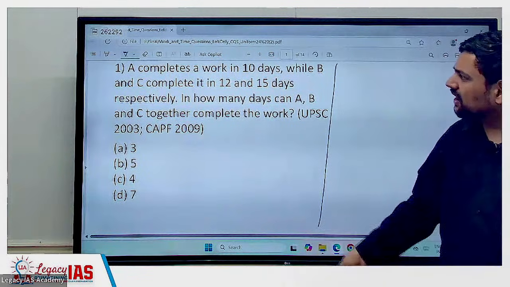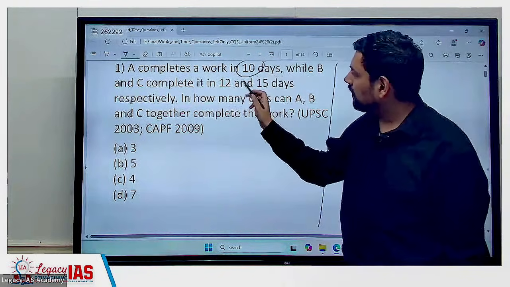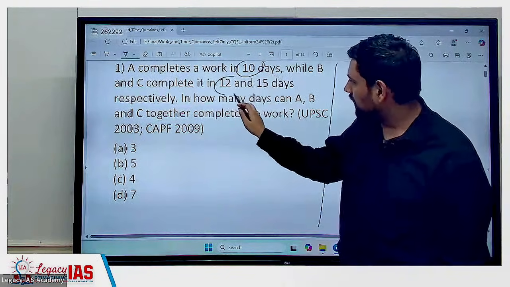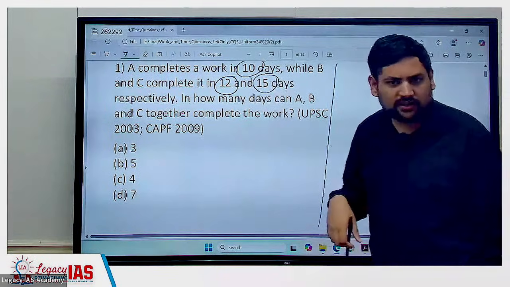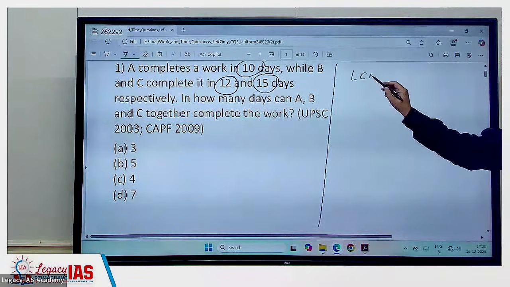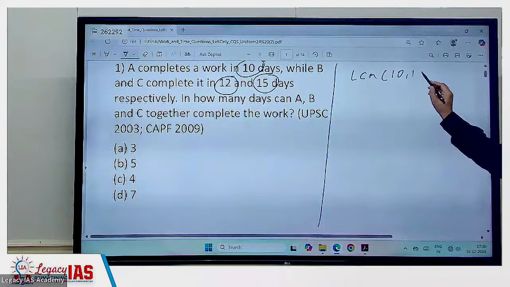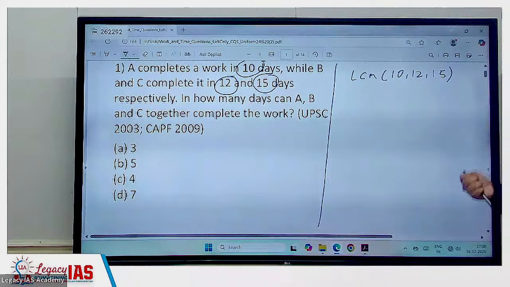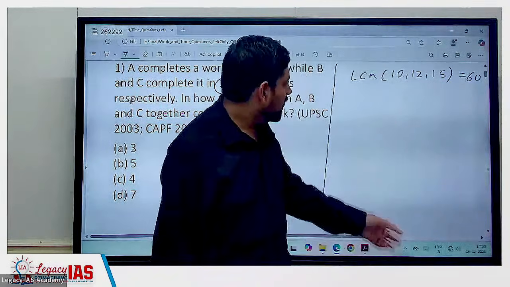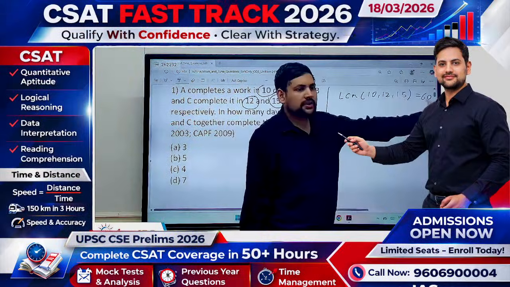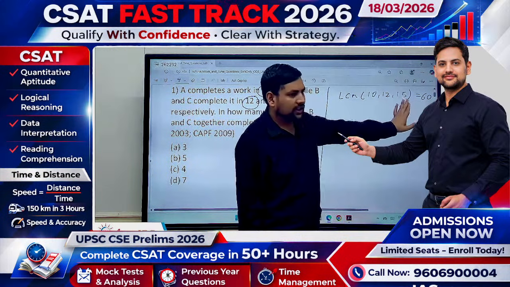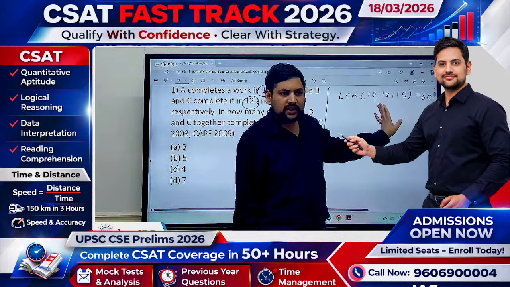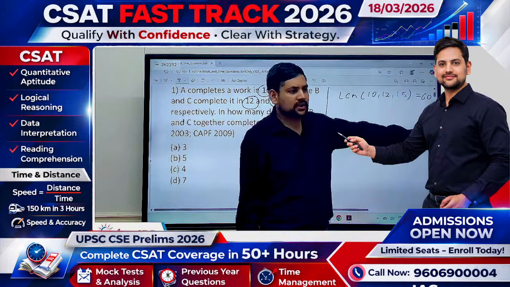Okay, so it says A completes a work in 10 days, B does it in 12 days, C does it in 15 days. First thing is taking LCM. LCM of 10, 12, and 15. What it will be? 60. Okay, if you don't know how to calculate LCM, do what? Take the largest number, start looking for its multiple. For example, 15. See for the smaller numbers, if they divide it completely, that becomes your LCM.